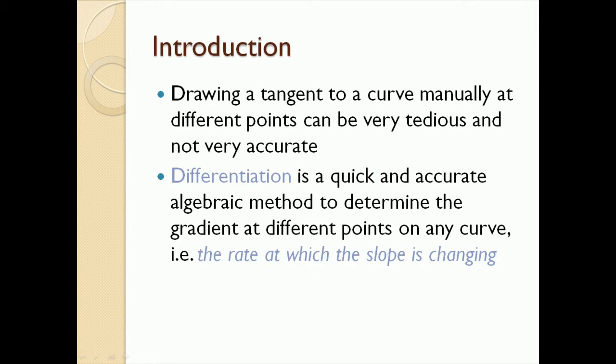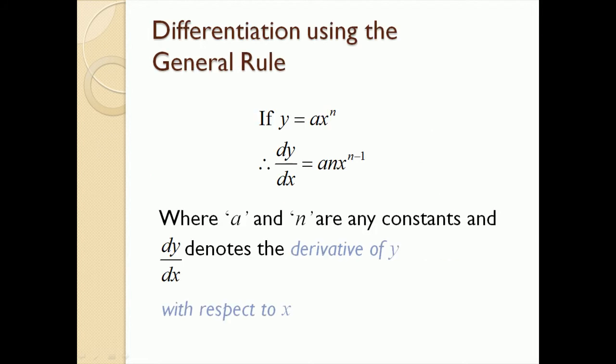Drawing a tangent to a curve manually at different points may be very tedious and not very accurate. Differentiation is a quick and accurate algebraic method to determine the gradient at different points on any curve, that is, the rate at which the slope is changing. We will now move on to differentiation of algebraic functions using the general rule.